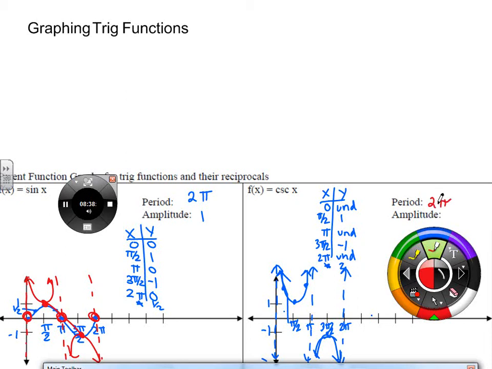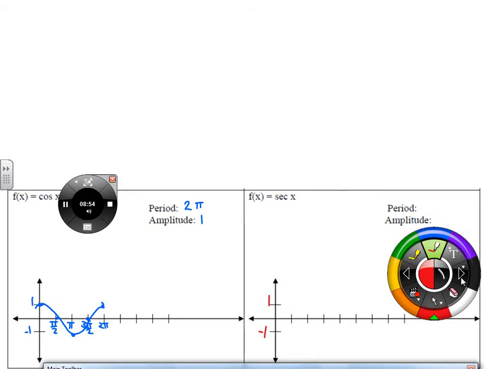What is the amplitude of the cosecant function? None. Okay, why does it have no amplitude? Good. It keeps going up, keeps going down. There's no place for us to measure between a maximum and minimum value.